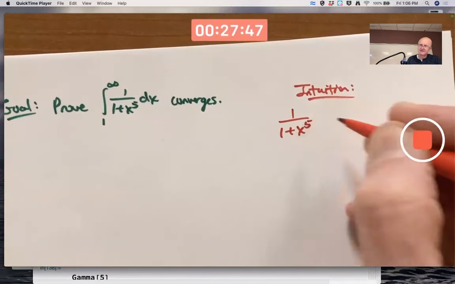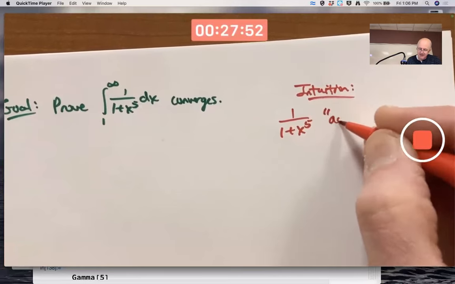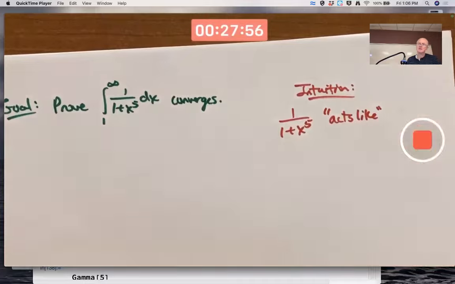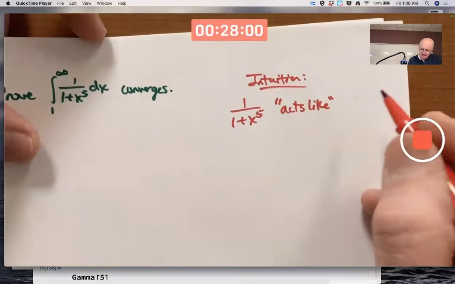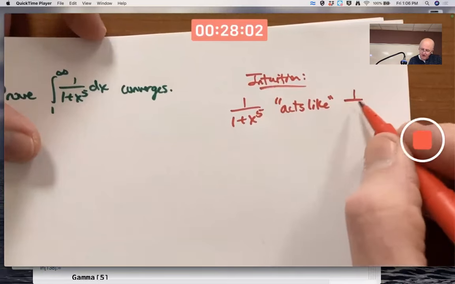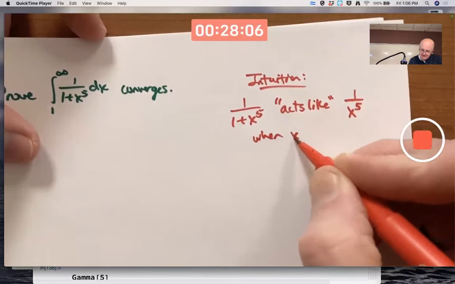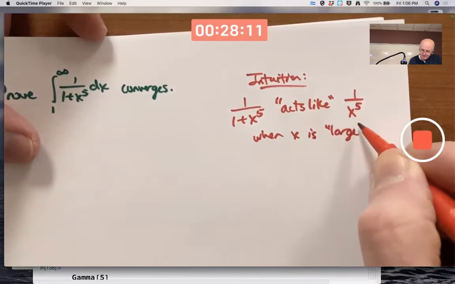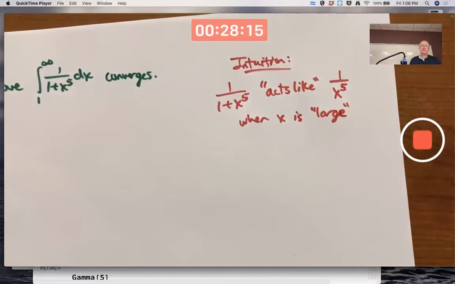1 over 1 plus x to the 5th acts like, and I'm going to put "acts like" in quotes because that's kind of a vague phrase. What does it act like? It acts like 1 over x to the 5th when x is large. That's a very vague statement. What in the world does it mean? And why is it relevant?